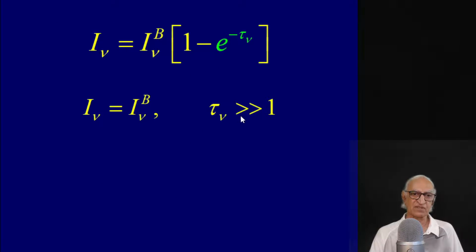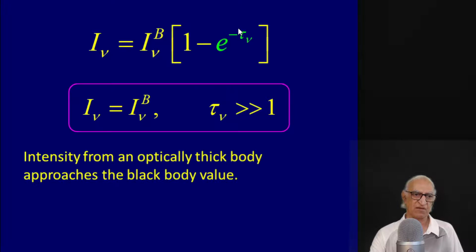When the optical depth is very, very large, the body is tending to be opaque, the second term is 0, and we have the black body specific intensity. Now, therefore, the intensity from an optically thick body approaches the black body value as tau tends to infinity.